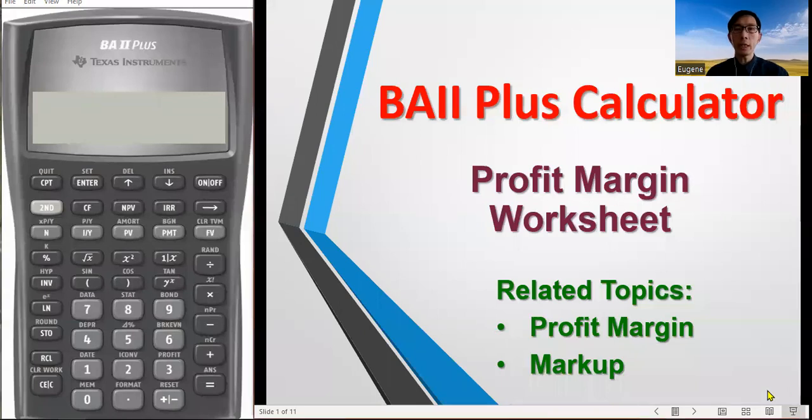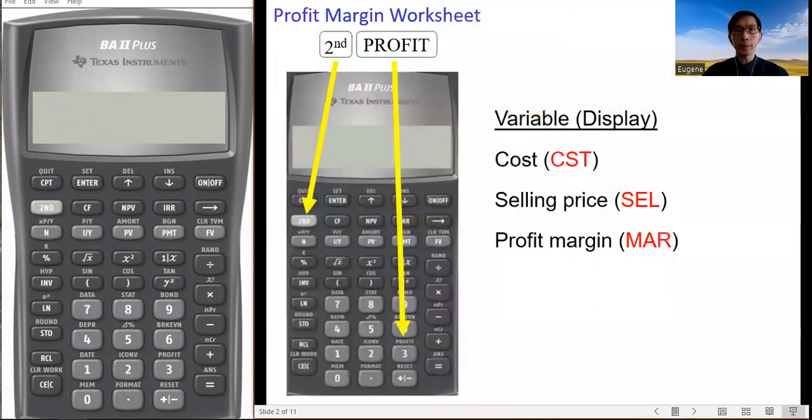Hello everyone. In this video, we will go through the profit margin worksheet of the BA2 Plus calculator to solve for problems involving profit margin. In addition, we will also cover a related concept, the markup. We will be using the percent change worksheet to solve for the markup problems. Let's take a look at the profit margin worksheet.